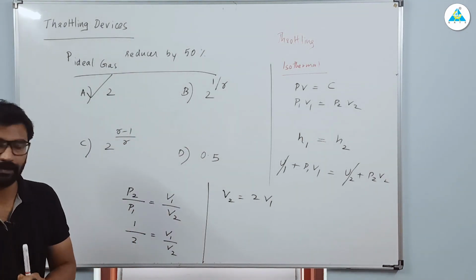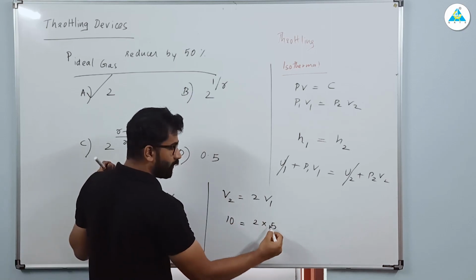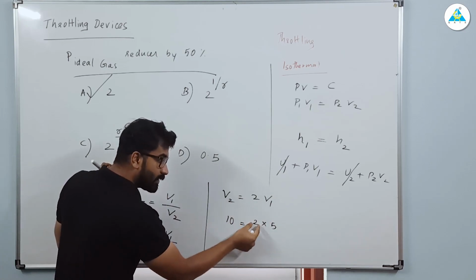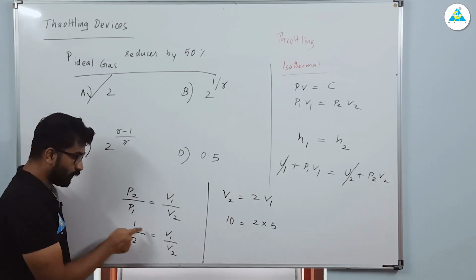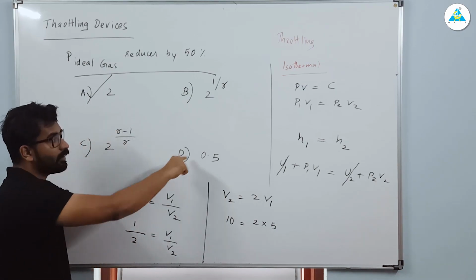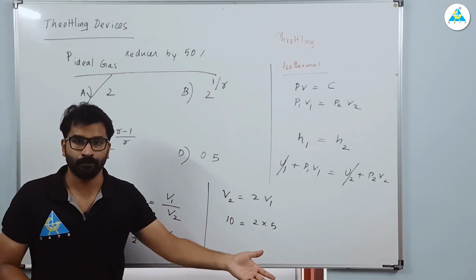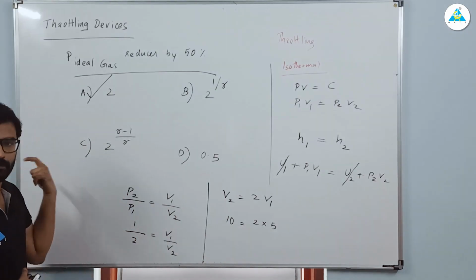Clear? This is the meaning, right? So always remember, if your V2 is 10, it is 2 into 5, so V1 is 5, so 5 is changing by a factor of 2, so that's why 2 is the answer. Clear? So you should not write V1 by V2 equal to 1 by 2, and you should not write 1 by 2.5, because to confuse you, 0.5 is also given in the question, okay? So you have to write it correctly, right? So the correct answer will be 2.